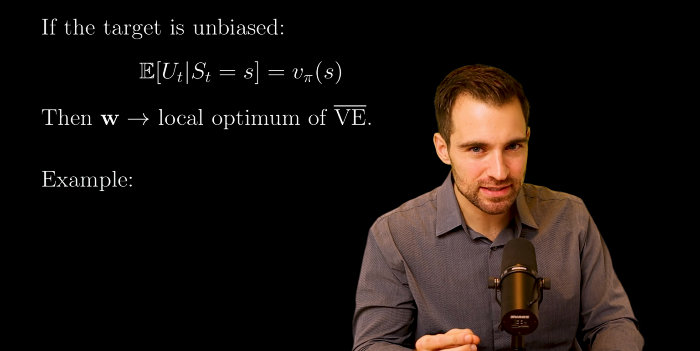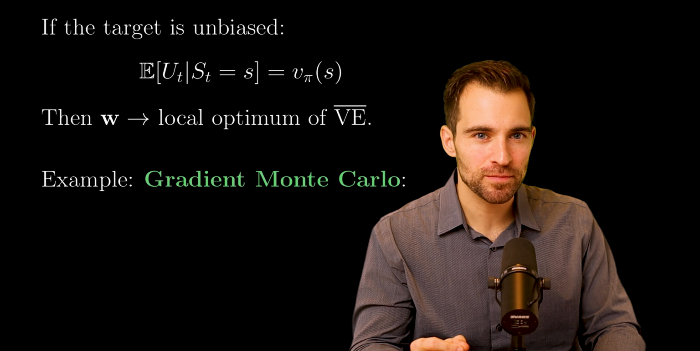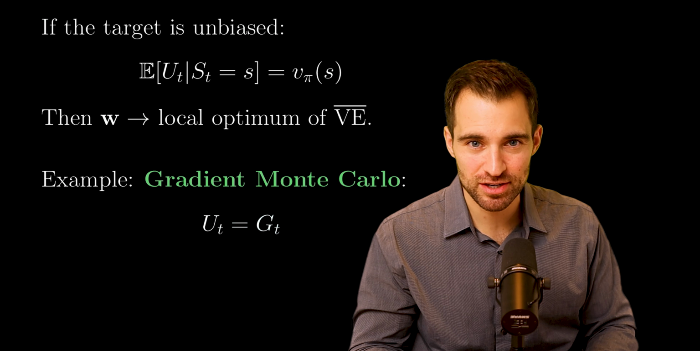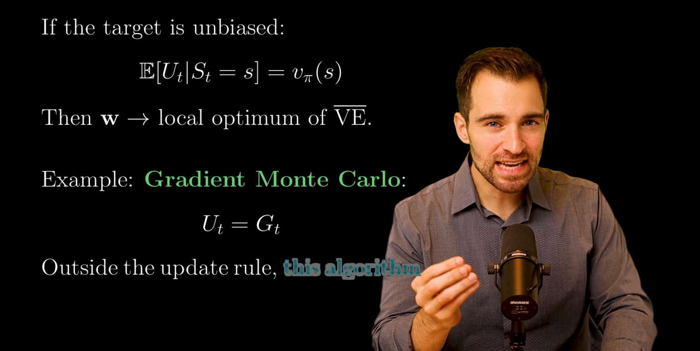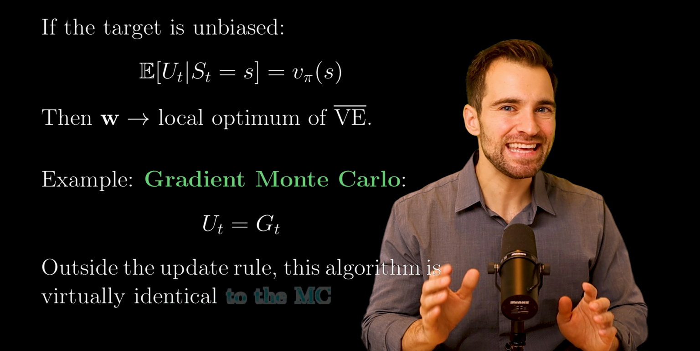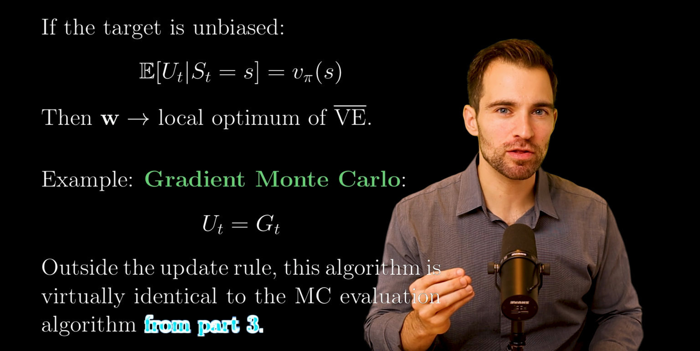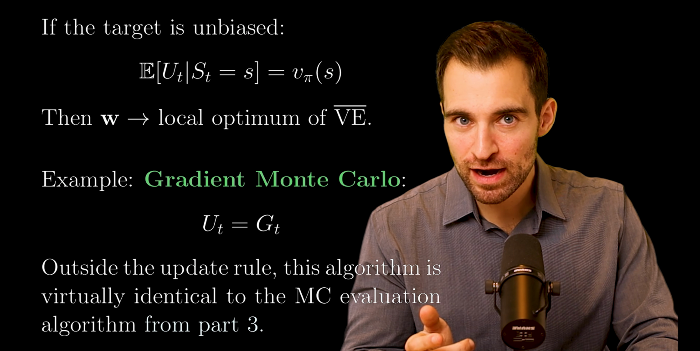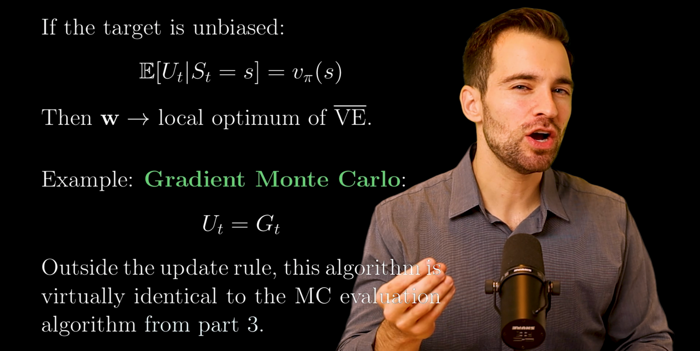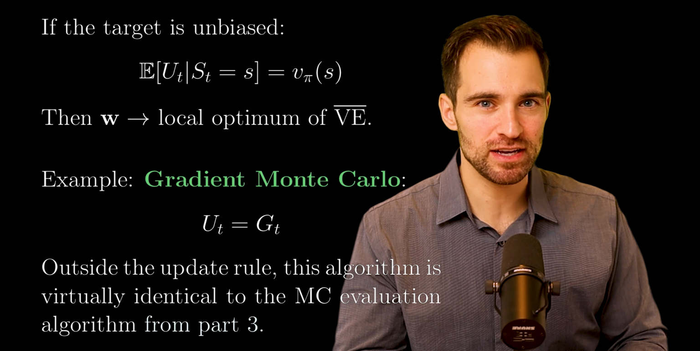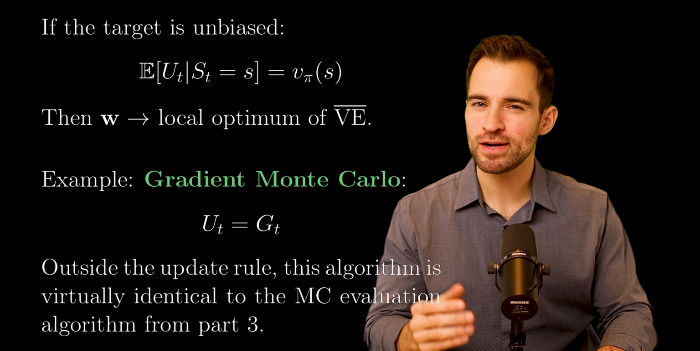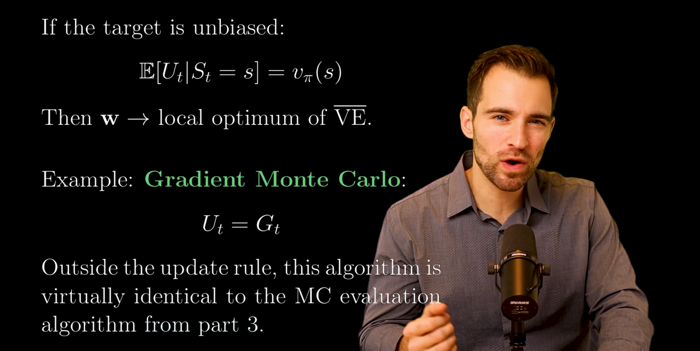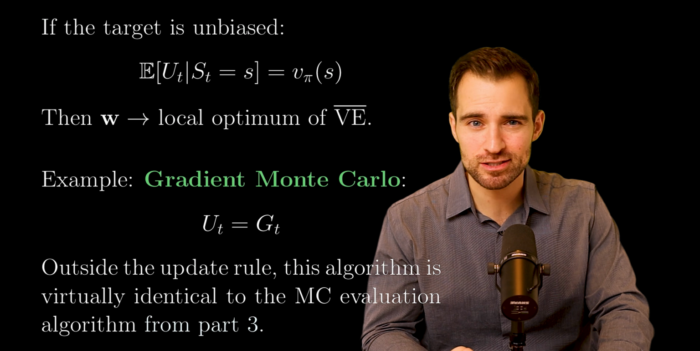An example of this is gradient Monte Carlo, where the target is just the return. To paint this algorithm for you, outside the update rule, this algorithm is virtually identical to the MC evaluation algorithm from part 3. If you recall that algorithm and understand this tweak, you know how to approximately optimize VE. Pretty cool. But MC has its drawbacks. Waiting until the end of each episode is quite a constraint, and it can make learning a lot slower.